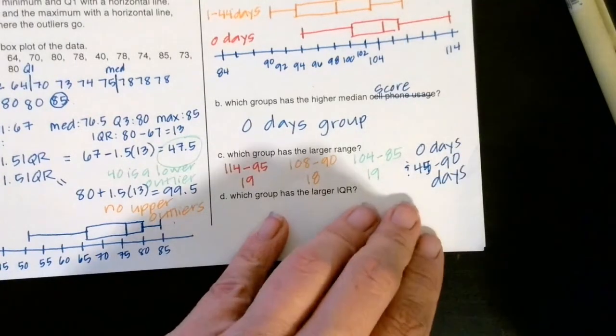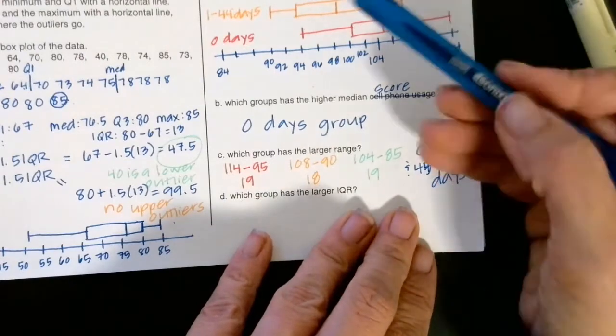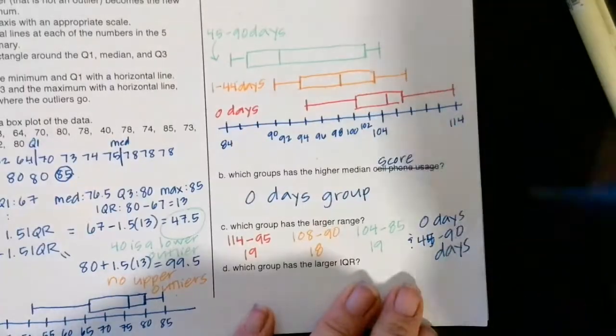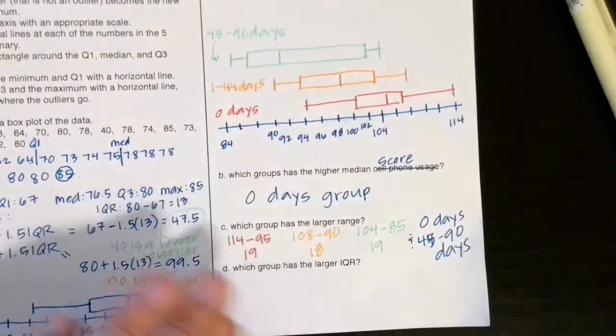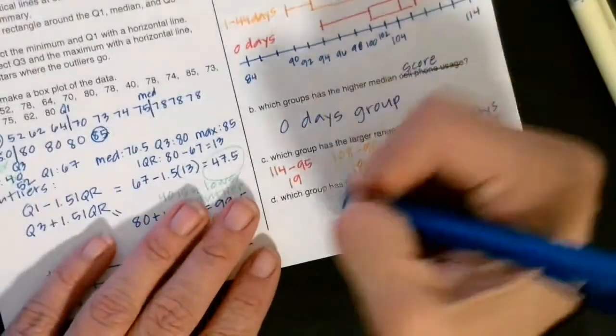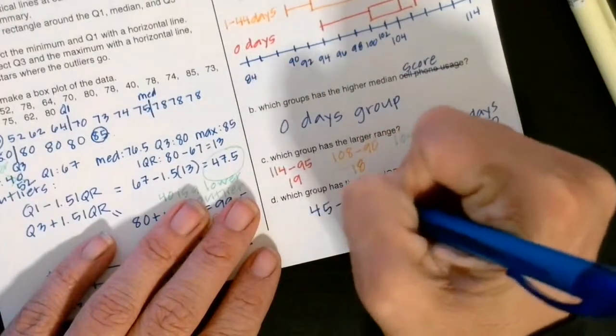And then finally, which group has the larger IQR? We don't need to calculate the IQR. We can see from the graph that the 45 to 90 days has the largest IQR.